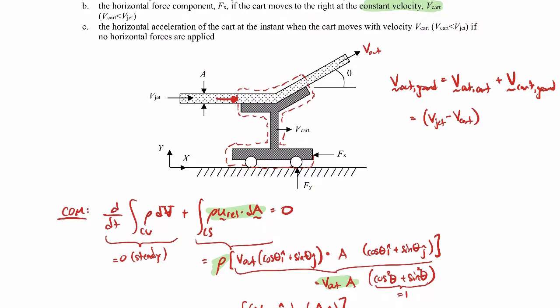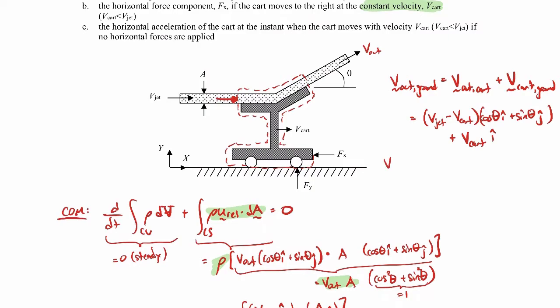Right, and this will be the cosine. There'll be a cosine theta component in the I hat direction, and a sine theta component. Let me just write it. I'll just do it this way. So this is velocity out relative to the cart, and then we have the velocity of the cart itself that we add in. So the velocity of the cart relative to the ground.